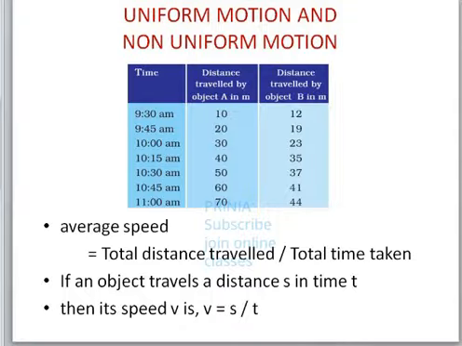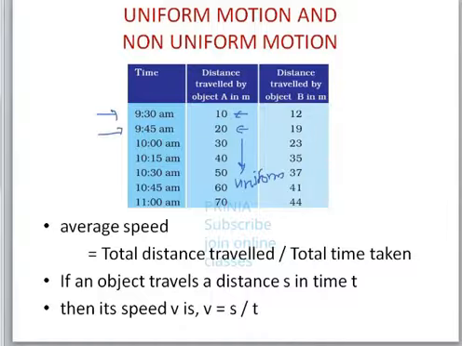Here a table is given, where we can see that this object A is traveling at a constant speed, that is, at a constant distance of 10 meter in every 15 minutes. So in every 15 minutes it traveled 10 meter, then 20, then 30, 40, 50, 60, 70. So this type of motion is called a uniform motion.